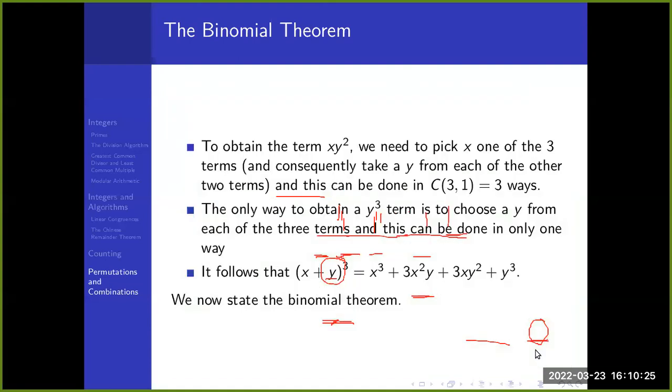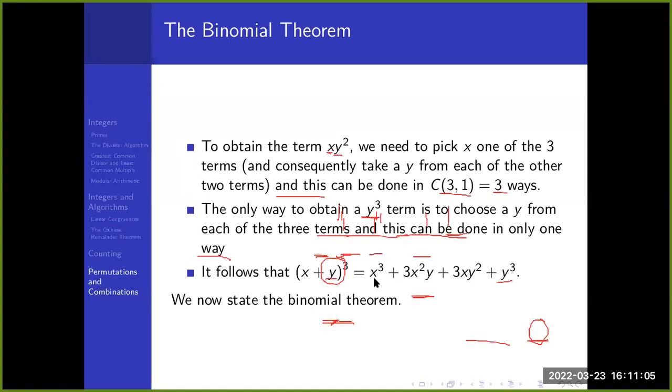So the same idea can be used for xy squared. You pick one x and reject the others, and use that x to multiply with the other 2 y's to get y squared. So if you are counting how many ways to pick x, that will be 3 combination 1, which is again 3 ways. So the only way to obtain a y cubed term is to pick y once from each of the 3 terms. And again, that can only be done in one way. And that means the coefficient of y cubed will be 1.